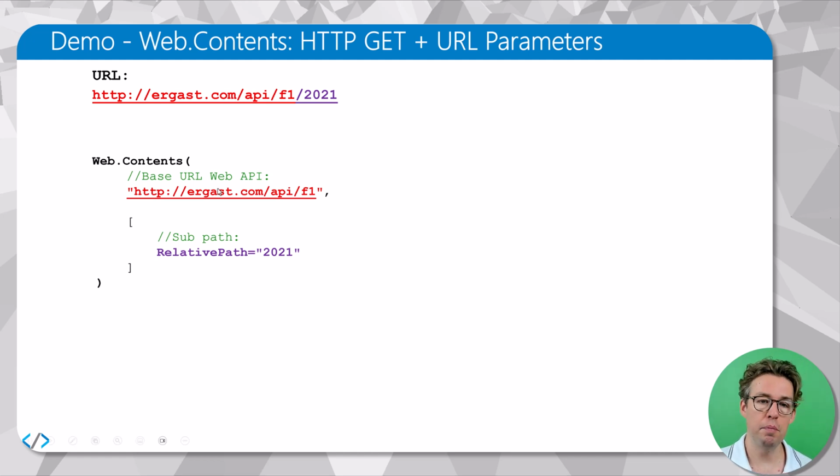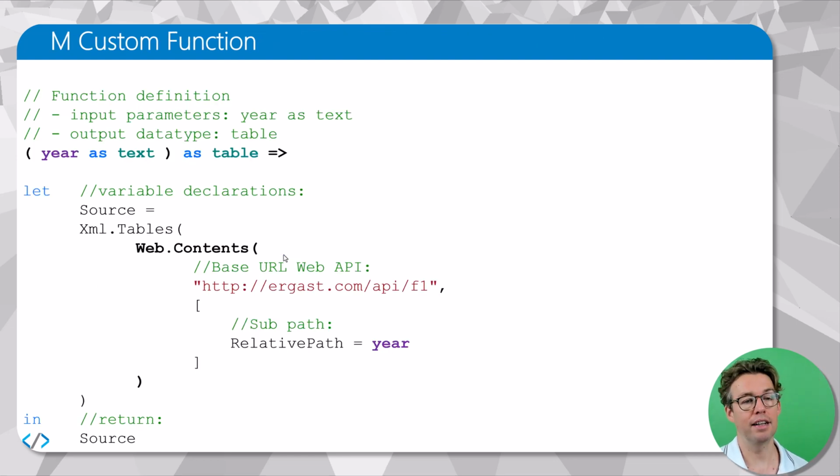So instead of manipulating the base URL, I keep this the same, but I'm going to specify here, comma, and then between square brackets, I'm going to define an options object. And in this options object, I'm going to specify a property, relative path equals 2021. And this is what I'm going to use in this function. And it will look then in the end like this. So I still have the year parameter coming in. And then here I have between the square brackets, relative path, and there I'm going to use the year parameter. And then everybody's happy, and then it will just work.